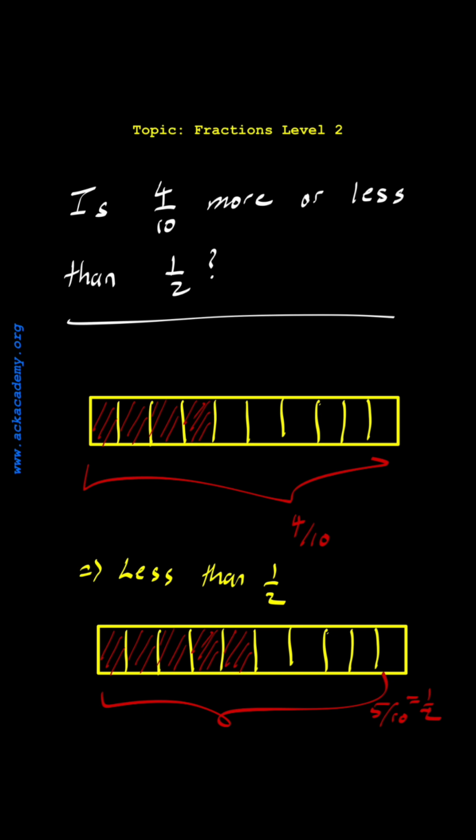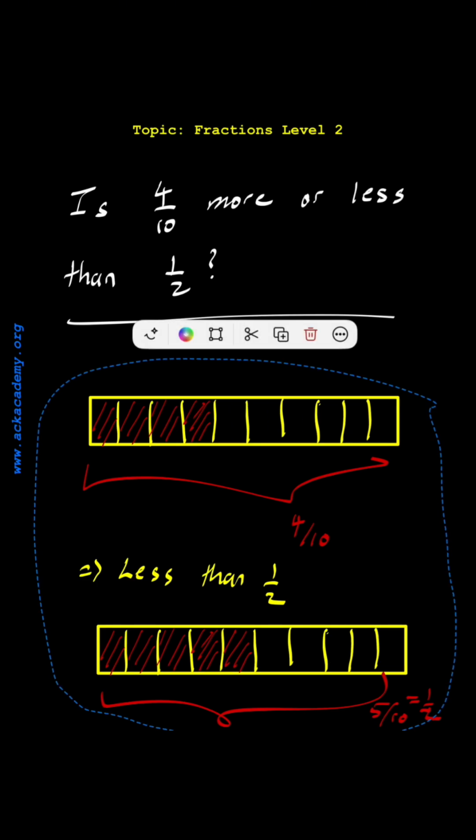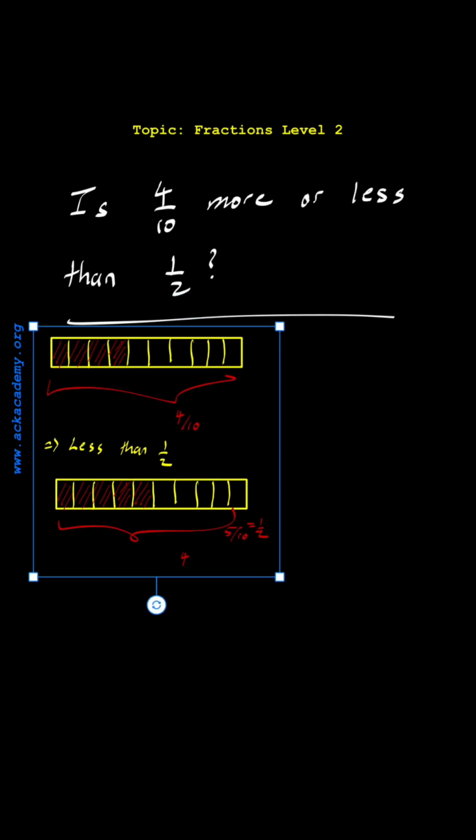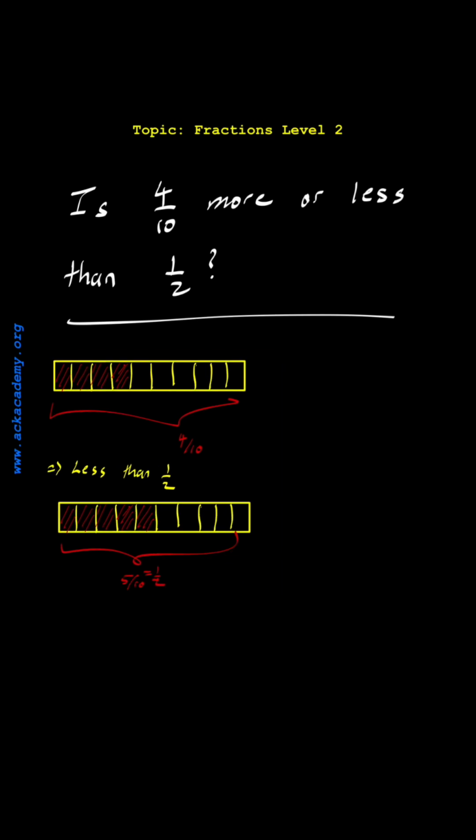And another way to think about this, if you don't want to draw it out like this, is to really just ask yourself, what makes 4 over 10 truly 1/2? Well, it would be 5 over 10, like here, right? Now, is 5 greater than or less than this 4? 5 is greater than this 4.